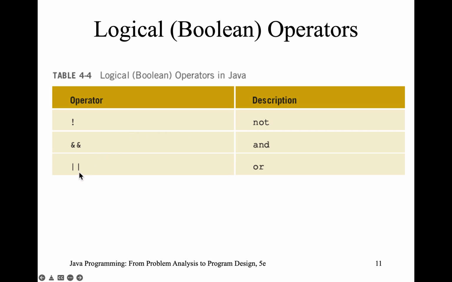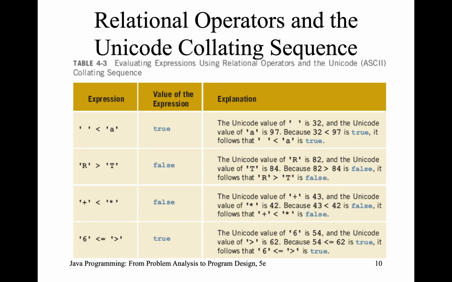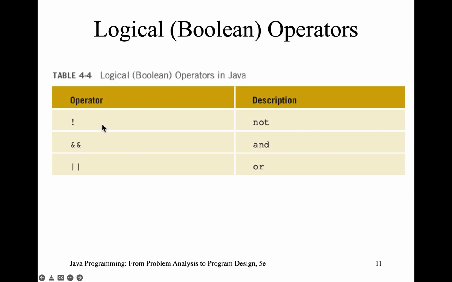Is the number less than 0? Let's see, is the student's name John or Mark? Like, let's say we're looking for John or Mark. So you say, is the name John or Mark? So it can be either John or it can be Mark. We're looking for either one of those names. So again, with the relational operators, we're going to get a true or false. And also with the logical Boolean operators, we're also going to get a true or false.